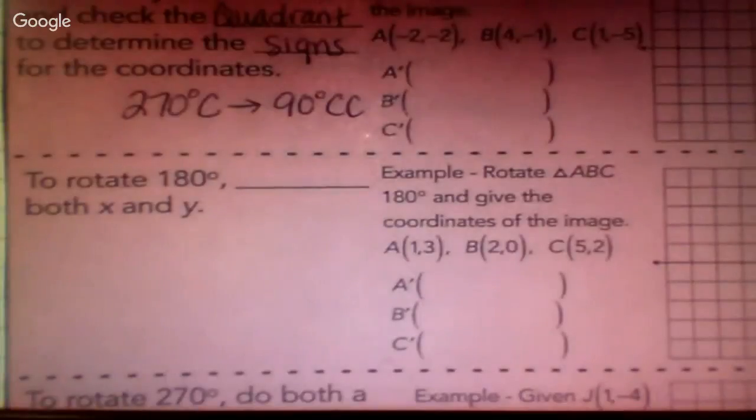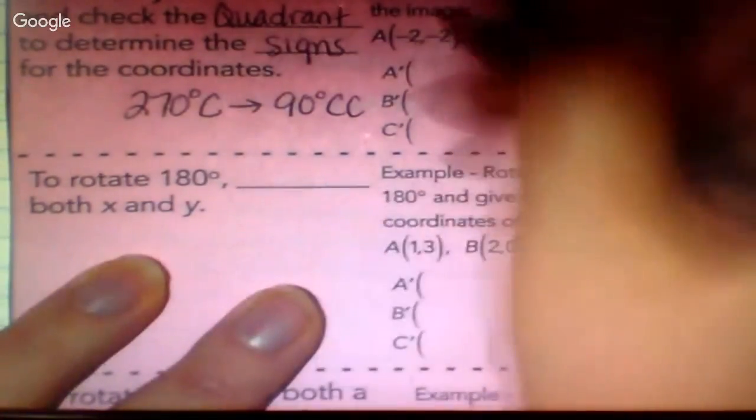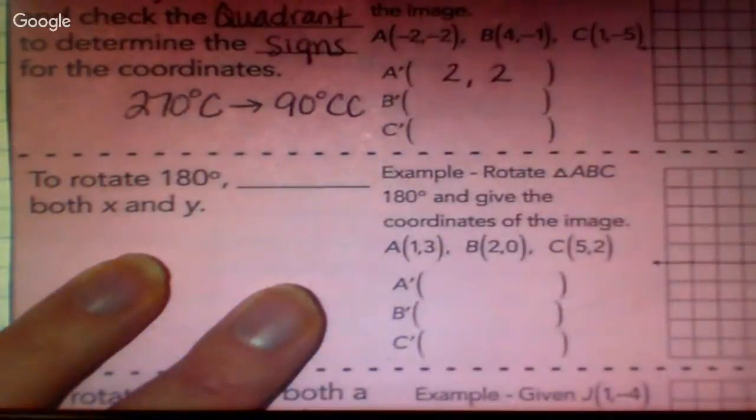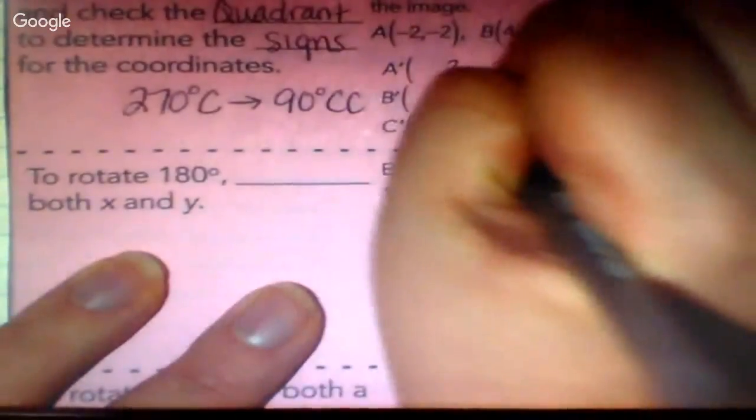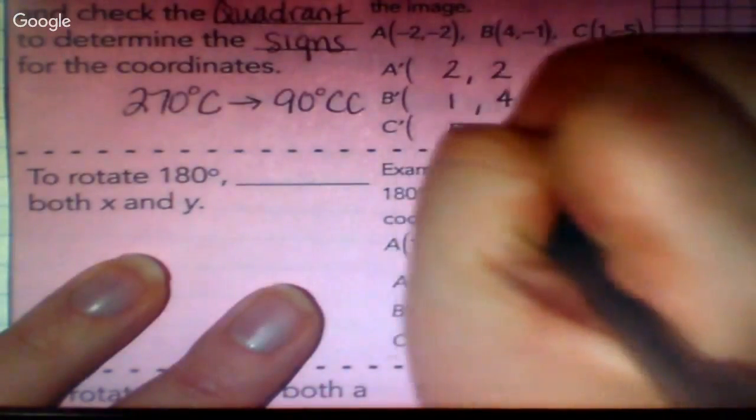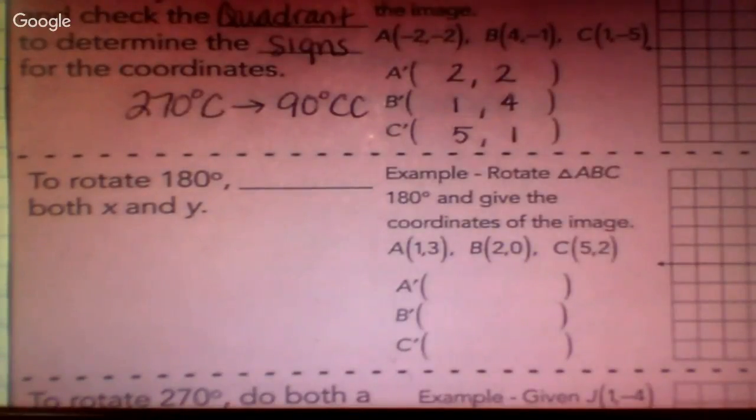Switch my numbers. Don't worry about the signs right now, just switch your numbers. So A is still at 2, 2. B is now at 1, 4. And C is now at 5, 1. Okay, don't worry about the signs yet. Automatically, anything 90 or 270, take your numbers, flip them.